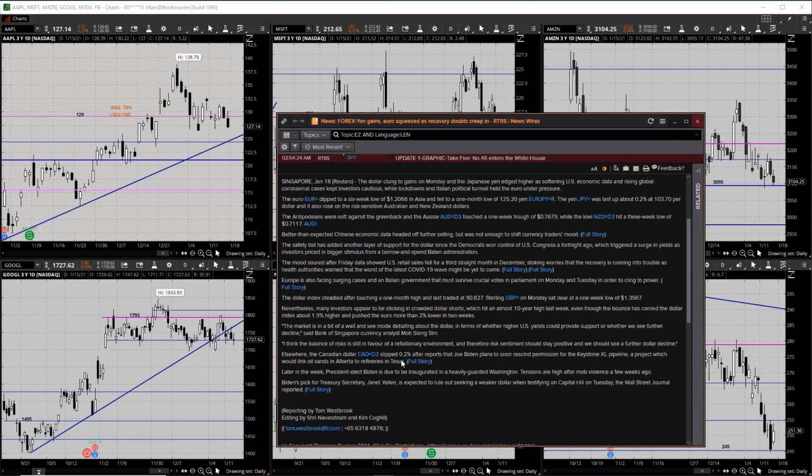Elsewhere, the Canadian dollar slipped 2 tenths after reports Joe Biden plans to soon rescind the permit for the Keystone XL Pipeline, a project which would link oil sands in Alberta to refineries in Texas. Later in the week, President Biden is due to be inaugurated in a heavily guarded Washington. Tensions are high after mob violence a few weeks ago.